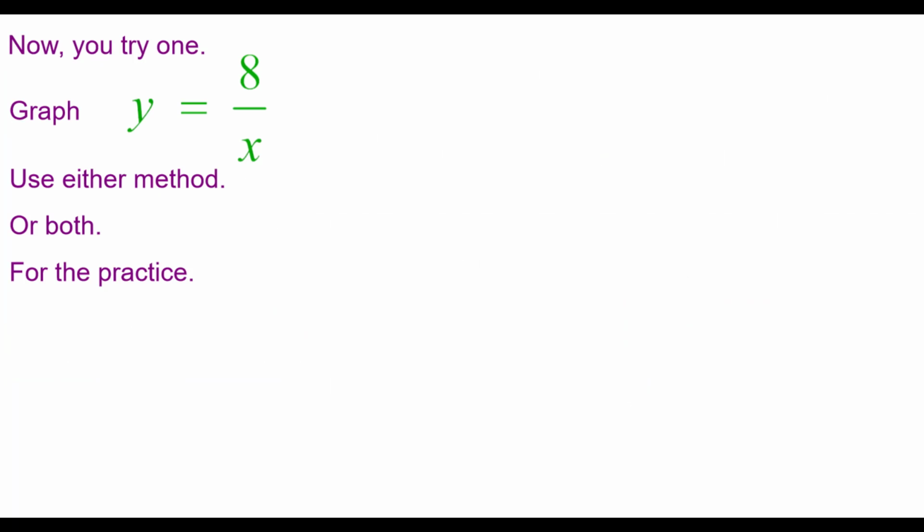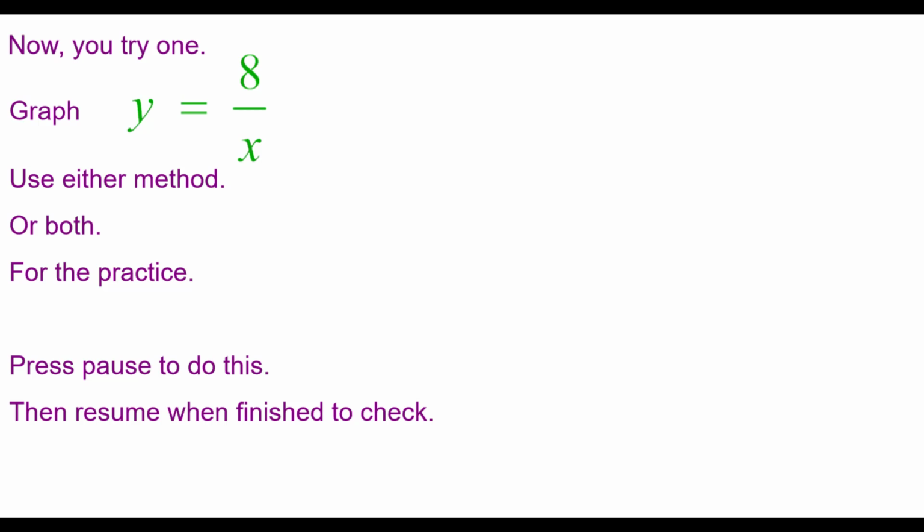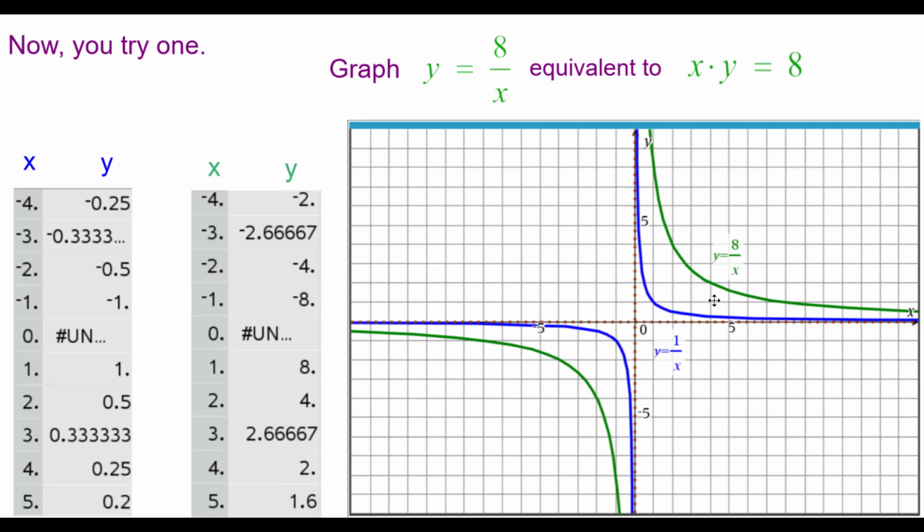Now you try one. Graph y equals 8 divided by x, or 8 over x. Use either method or both for the practice. Press pause to do this and then resume when you're finished to check your answer. And here's your answer in green, and notice that it is equivalent to the product of the coordinates is 8.